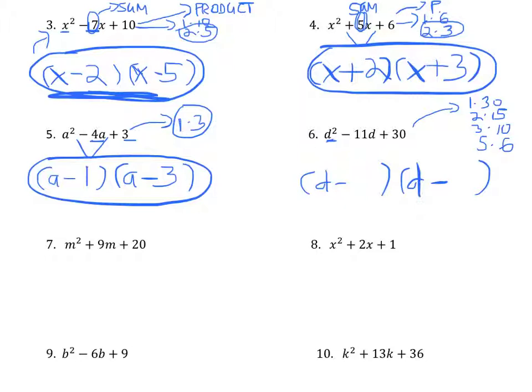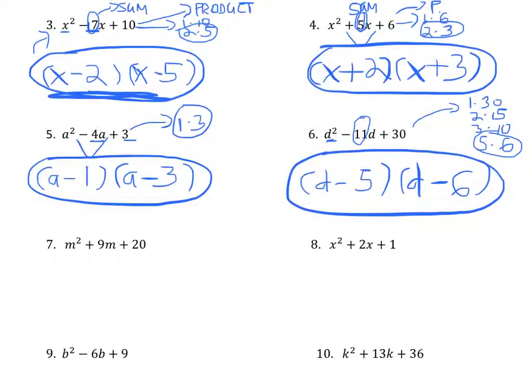We have 4 pairs. Then we ask ourselves, out of those 4 pairs, which one adds up to give us 11? Well, the one that adds up to give us 11 is this one right here. All the other ones don't add up to 11. So 5 plus 6 is 11, so we have d minus 5 and d minus 6. And that's your answer. So if you know all the factors of the last term, and you can use mental math, these should be very, very simple for you. And if you're not sure if your answer is correct, you can check it by FOILing your answer out. It should equal the trinomial that you started with.